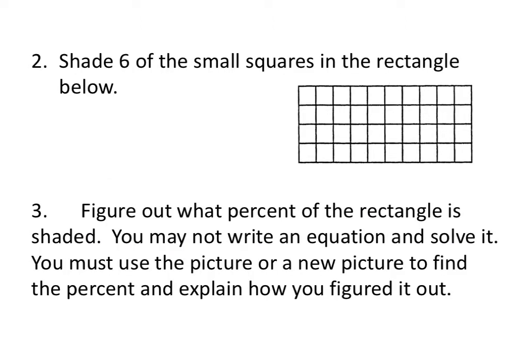So number 2, shade 6 of the small squares in the rectangle below. All right. That's going to be hard, but I think we can do it. There's 1, 2, 3, 4, 5, and 6. Now, I did those randomly on purpose because generally it really upsets students. It's like, well, why don't you just put them in a row? Because it upsets you, okay? Did I count that right? That's 6, right? Yeah, okay.